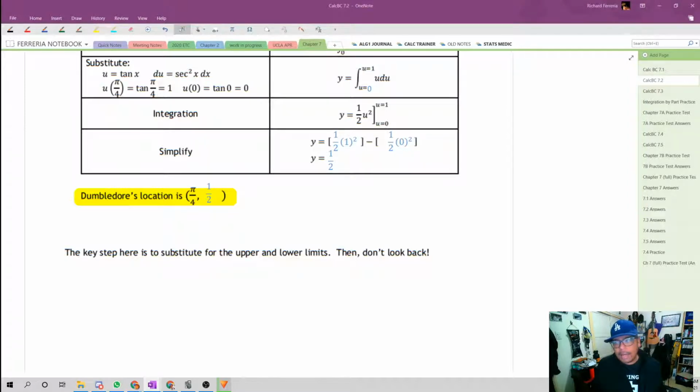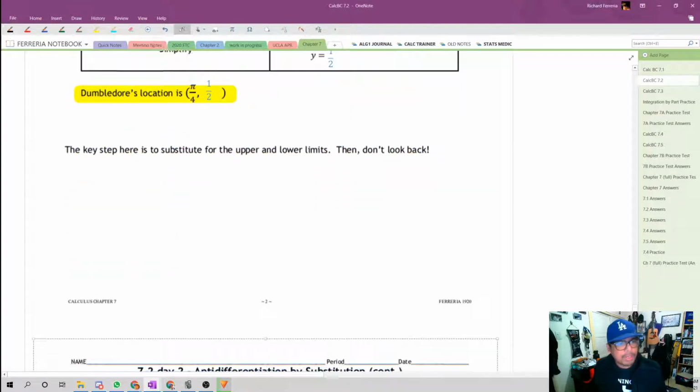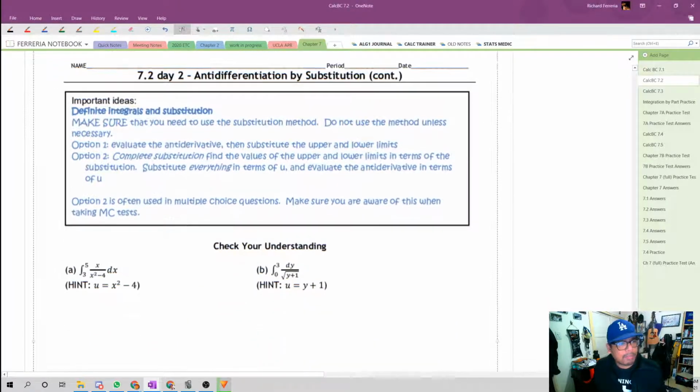The other added bonus here is that the completely substituted integral is often what you're going to see in a multiple choice test. So get used to looking at this complete substitution, because you will see it on a multiple choice test. Even though it is kind of an optional step, I highly recommend you work on it this way. So that was a pretty short lesson.